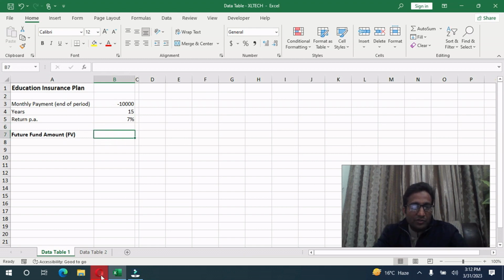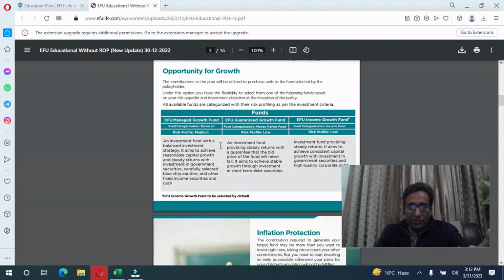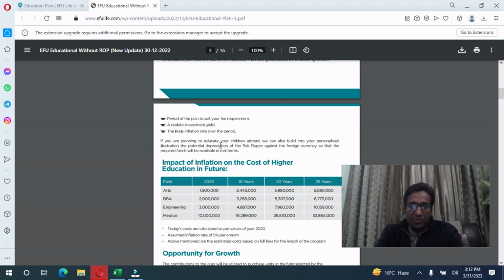So that is the kind of plan that you are going to buy, and you can make a working yourself: if you are giving 10,000 every month as a premium, after 10 or 15 years how much money you will have in your plan, providing that 7% or 8% or whatever percentage of return per annum is offered to you. So now let's use the power of data table to find out how much money we will have after a certain period of time that we are expecting to buy the plan for.